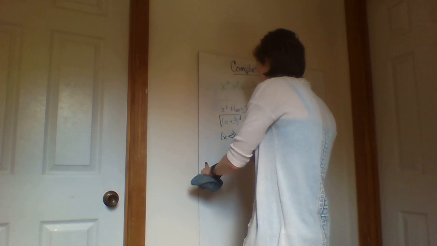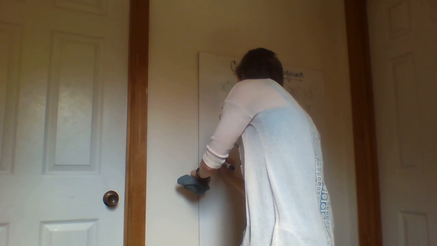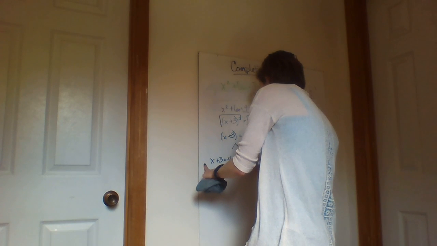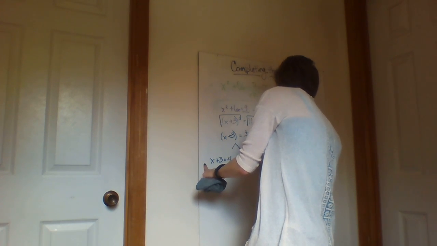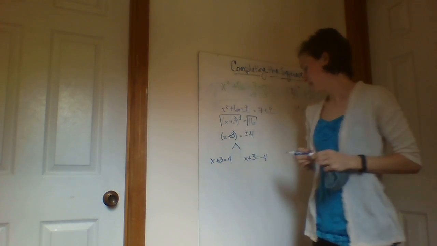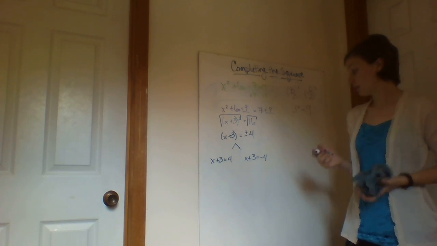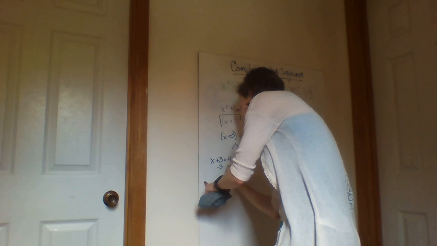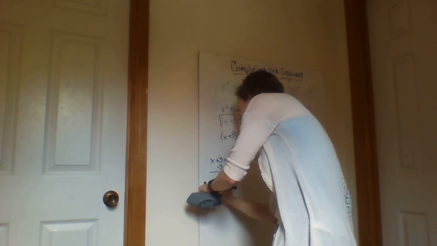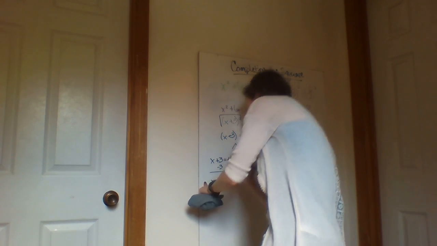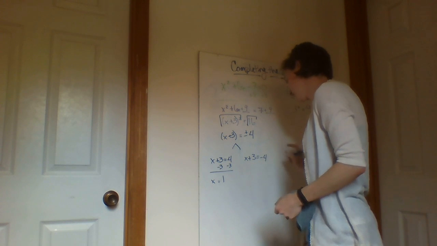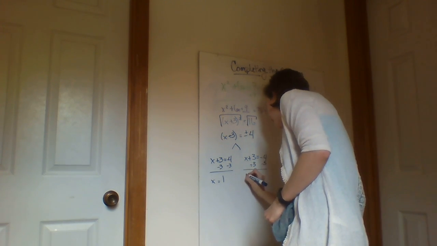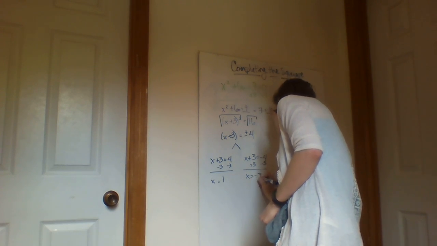So this then turns into x plus 3 equals a positive 4, and x plus 3 equals negative 4. And then from here we want to solve for our x's. So we need to subtract 3 from both sides here. So we have x equals 1. And then we need to subtract 3 again. And we have x equals negative 7.